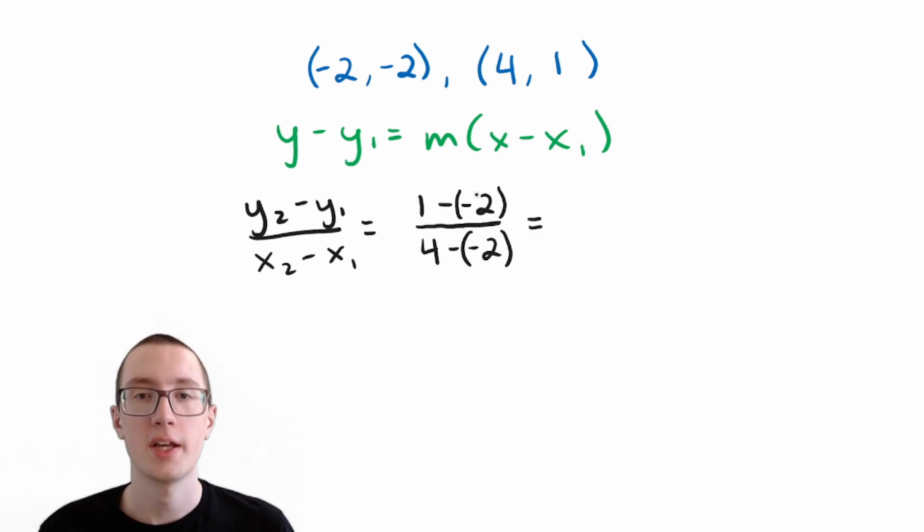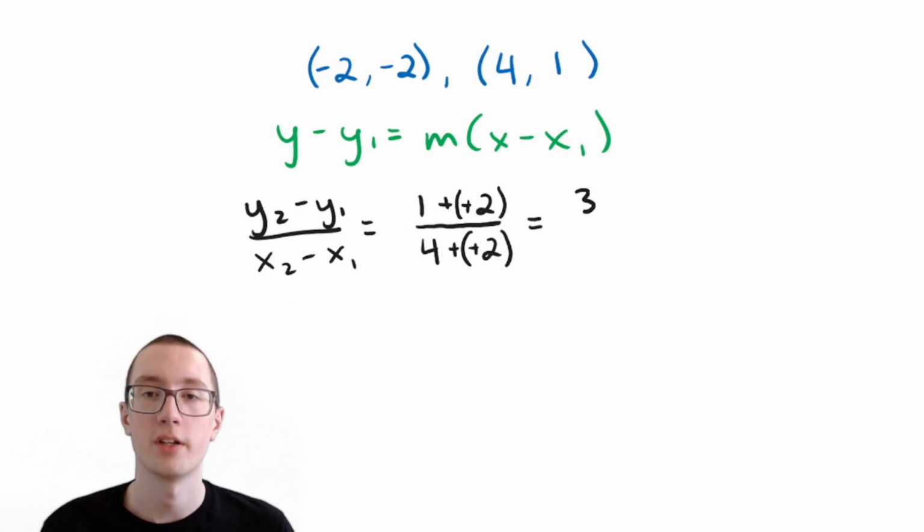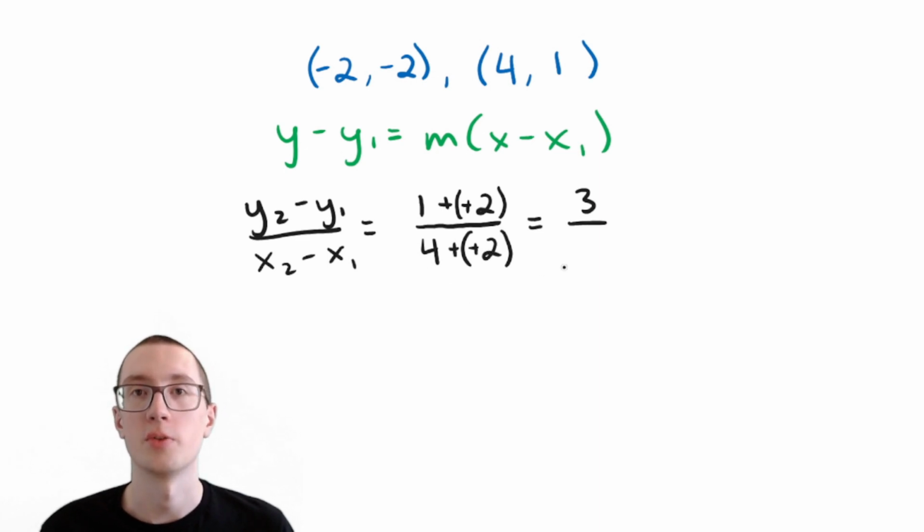So now remember, we have two negative signs here, and that can be confusing, but remember, two negatives just make a positive. So let's go ahead and change all these to positives. So right now we have 1 plus 2 and 4 plus 2. Well, 1 plus 2 is 3, and 4 plus 2 is 6.